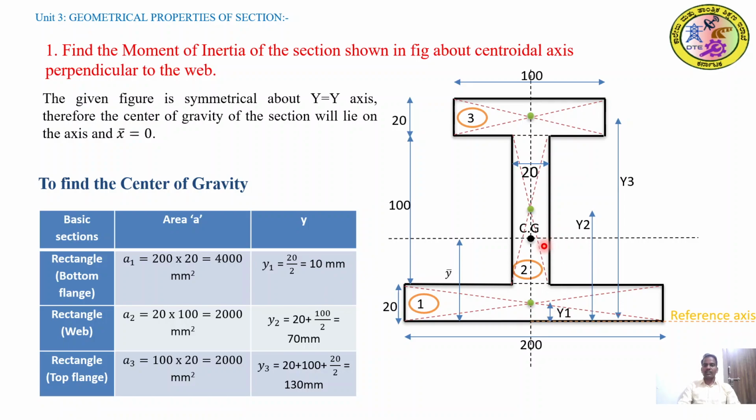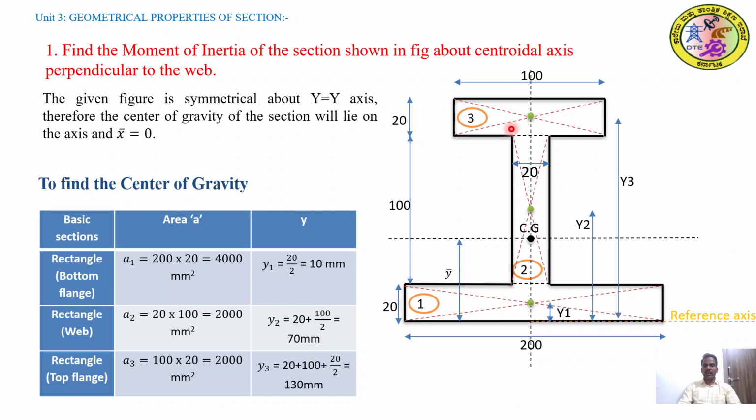Now coming to the second rectangle. In this second rectangle, the dimension is 20 by 100, so the area is 2000 millimeter square, and the y2 distance from the centroid to the reference axis is half of the 100 plus 20, that is 20 plus 100 by 2, that is 70 millimeter.